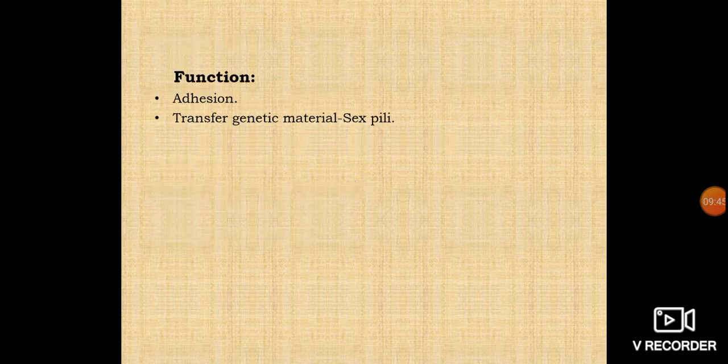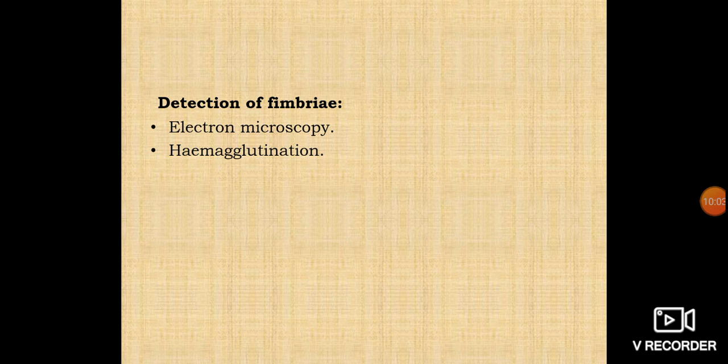What are the functions of the pili? I told you already: adhesion, and transport of genetic material by the sex pili. By conjugation, and there are two more methods also applicable, transformation and transduction, to carry genetic material like plasmid. How can we detect the fimbriae? One by electron microscopy, another by hemagglutination.